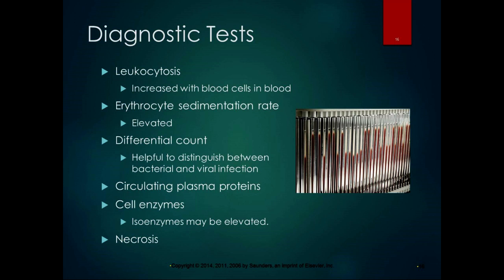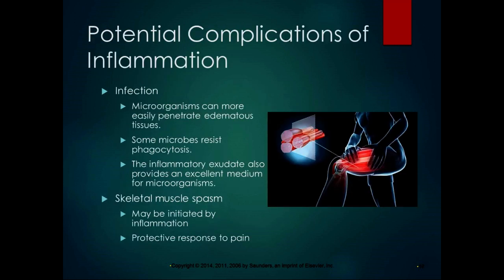You can test for circulating plasma proteins. You can test for cell enzymes, which might be elevated. And that is going to indicate if we have tissue necrosis. So potential complications of inflammation.